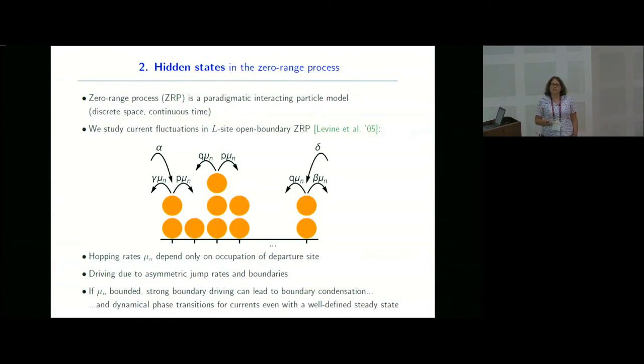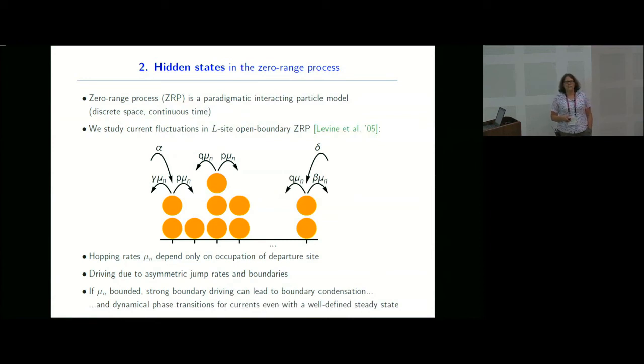And it turns out that if this function μn is bounded, in the sense that it doesn't grow indefinitely as n grows, then if you have strong boundary driving, you get a condensation phenomenon, and the particles just pile up at one side or the other. So you don't have a stationary state, you just have this growing condensation.